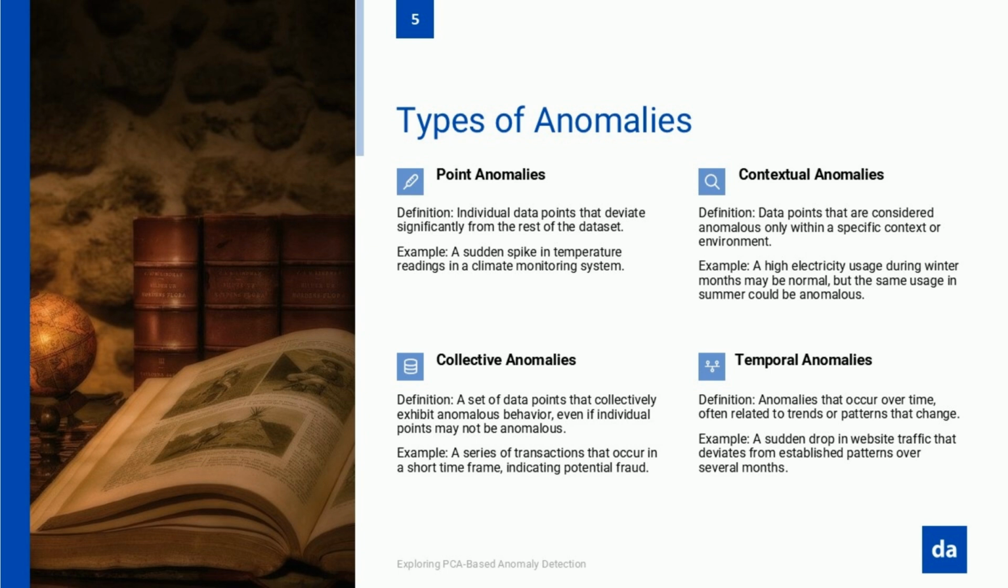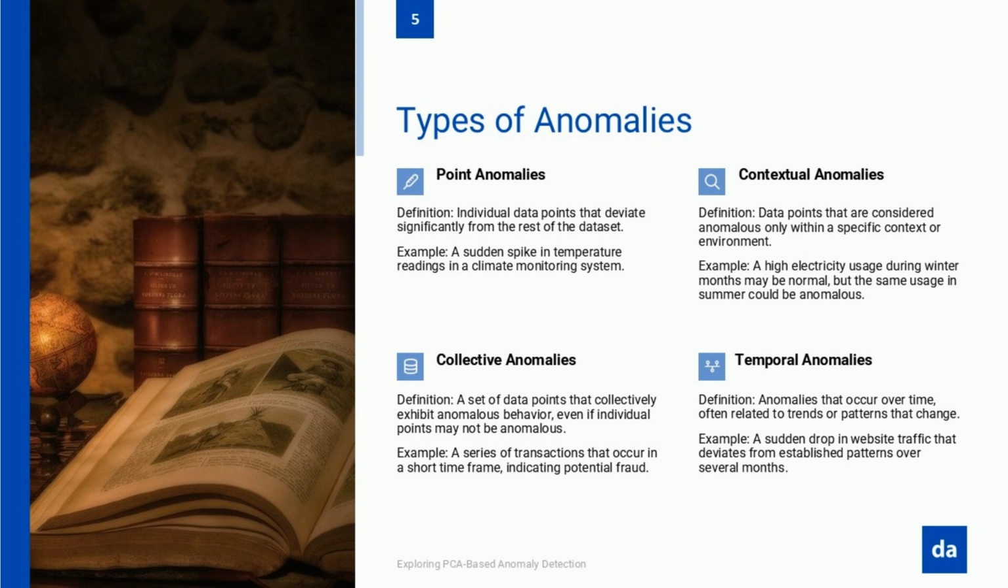Then we have contextual anomalies, which are only unusual under specific circumstances. Take electricity usage, for example. A sharp increase in power consumption might be normal in winter, but could signal an issue in the summer. Context matters, and these anomalies require additional information, like time, location, or category, to be correctly classified.